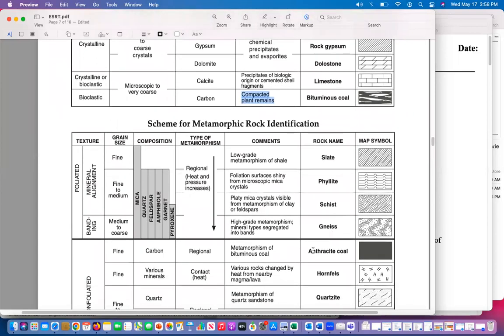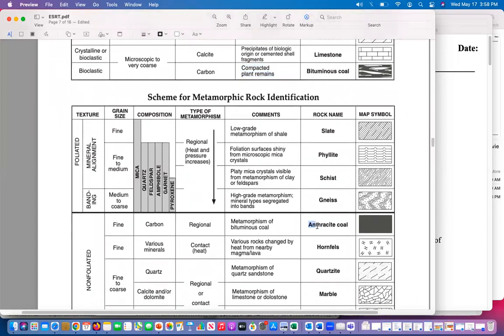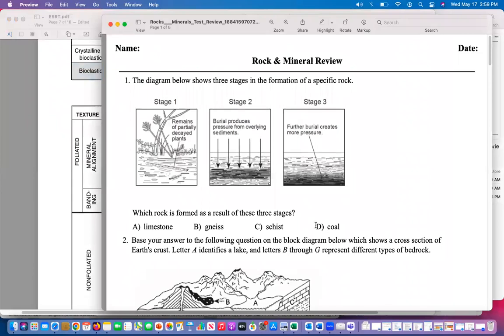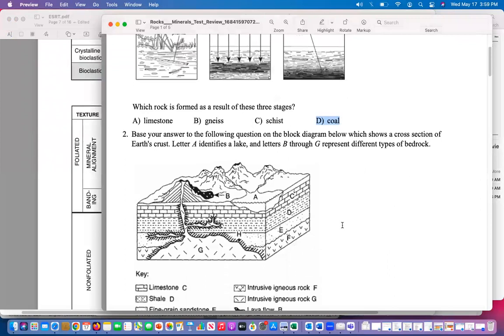Even if you wanted to say, well, there's coal from metamorphic rock, when you look at the comments, this anthracite coal actually came from bituminous coal and it went through metamorphism. So the origin of this rock actually started here, where there's compacted plant remains. So bituminous coal would be my answer. And when I look at my choice, it ends up being D, choice number one.